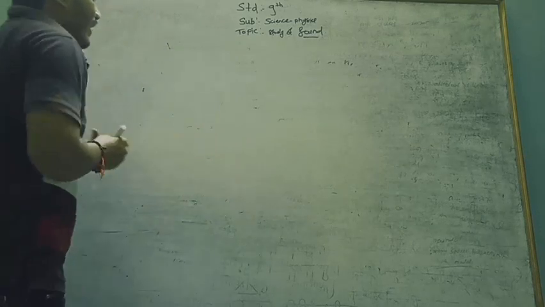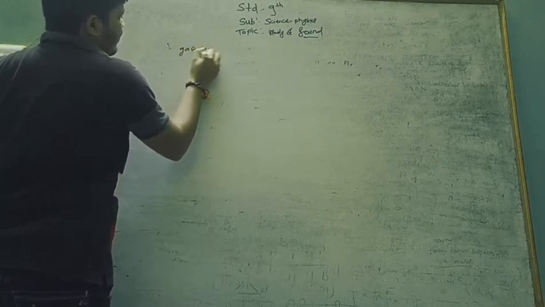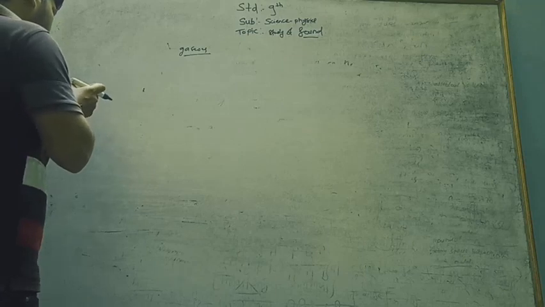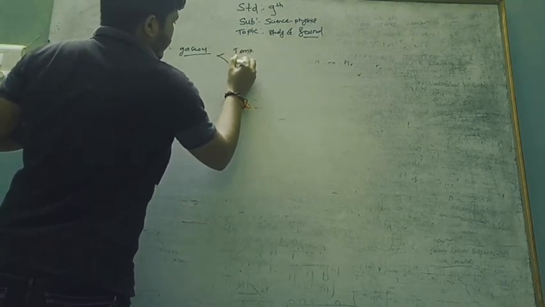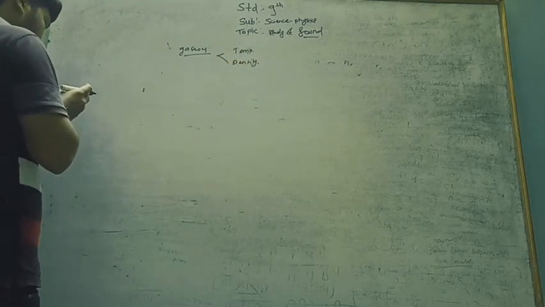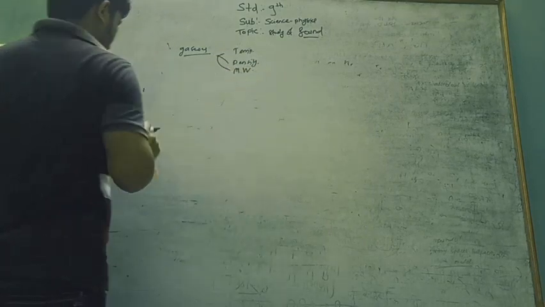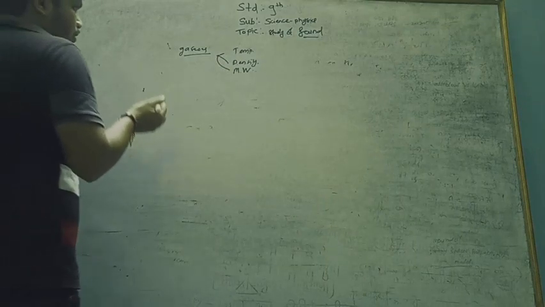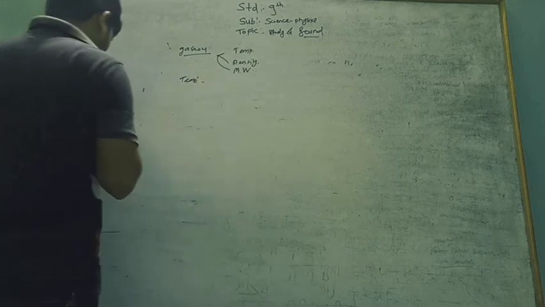When sound travels through a gaseous medium, it depends upon three things: temperature, density of the gas and its molecular weight. These three things affect the velocity of sound. First of all, let's see what effect temperature has on the velocity.